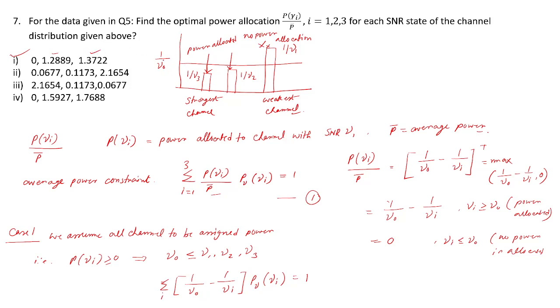So you can see that the water filling algorithm, or optimal power allocation, tends to assign higher power to the channel with a stronger SNR.